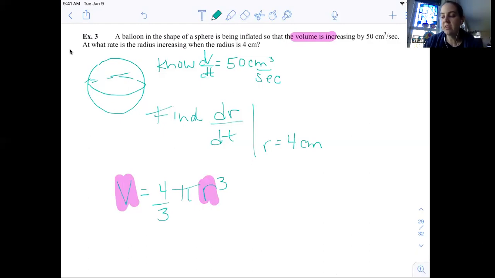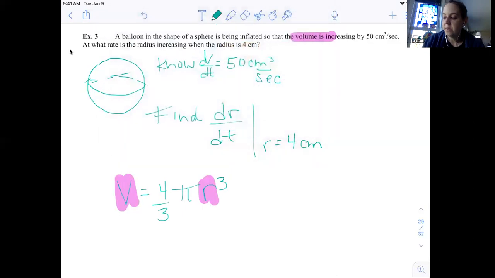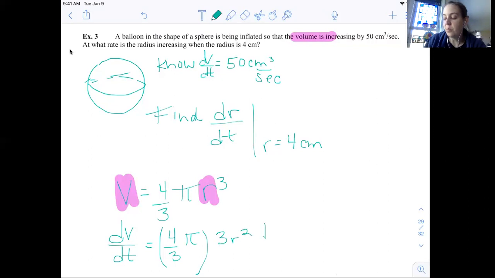So what we need to do is look at our volume equation and find the derivative. So our derivative is going to be dV/dt is equal to 4/3 pi. All of that is just a coefficient in the front. It just stays in the front. It's not 0. Some of you are going to be tempted to make that 0, but it's not. It just sits there. 4/3 times pi is going to be a decimal a little bit larger than 4. And then the derivative of r cubed is 3r squared, followed by dr/dt.